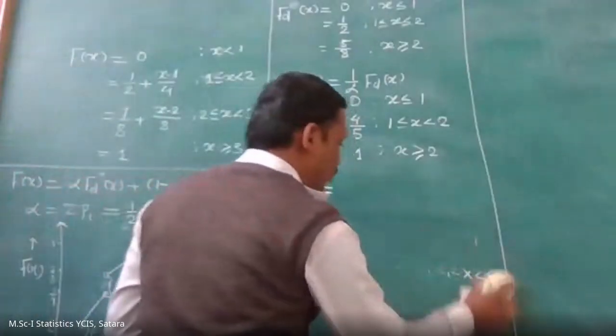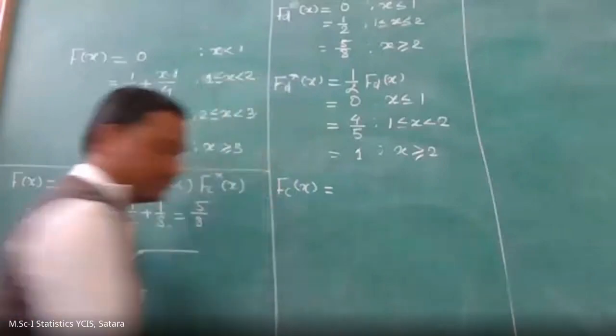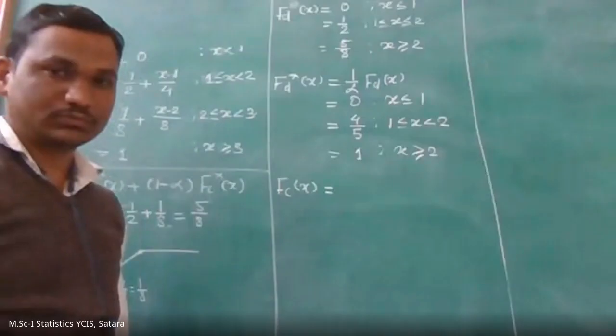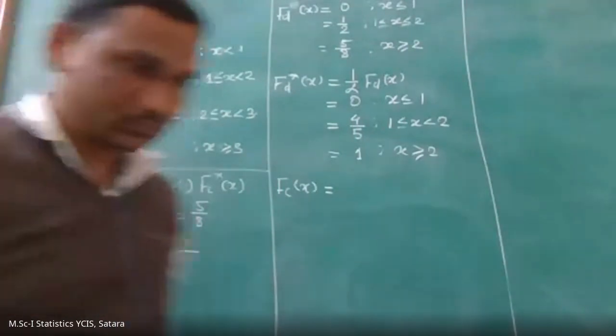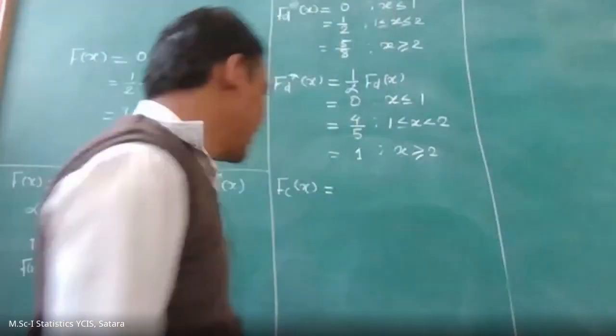And how to obtain the fc of x? fx minus fdx. F of x minus fd of x.